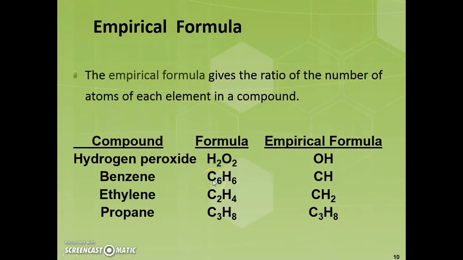Benzene, same idea here. C6H6 can be simplified to CH. So our molecular formula is C6H6. Our empirical formula, CH. Ethylene, again, it's trivial to see that we can divide both by 2 and get an empirical formula of CH2. Now on the other hand, propane, C3H8, the molecular formula can't be simplified, and so the molecular formula and the empirical formula are the same, C3H8.